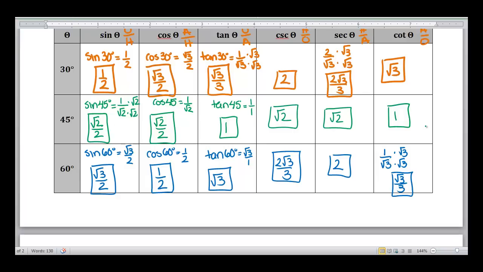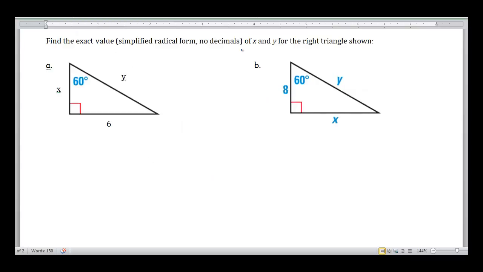Let's now see how we can use these, again, basic triangles to be able to solve for missing sides of other 30-60-90 and 45-45-90 triangles where the smallest side is not a length of 1. So, in example A, we are given that the 60-degree angle is opposite a length of 6.